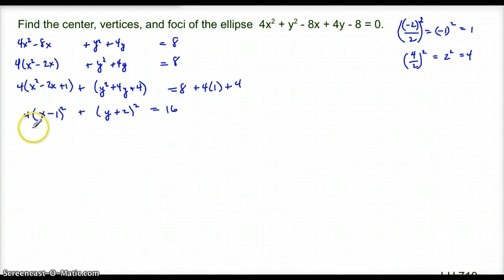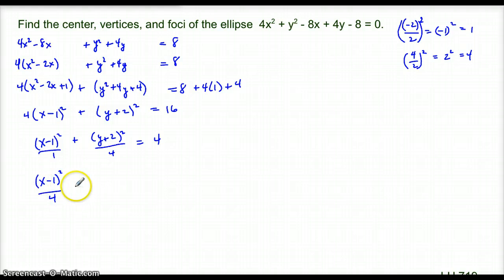Okay, I'm now going to divide everything by 4 to get rid of this 4, and that's going to give me x minus 1 squared over 1, plus y plus 2 squared over 4 equals 16 over 4 is 4. Okay, now for the equation of an ellipse, though, I want this to be equal to 1. So I'm going to divide through by 4 again, and that's going to give me x minus 1 squared divided by 4 plus y plus 2 squared divided by 16 equals 1.